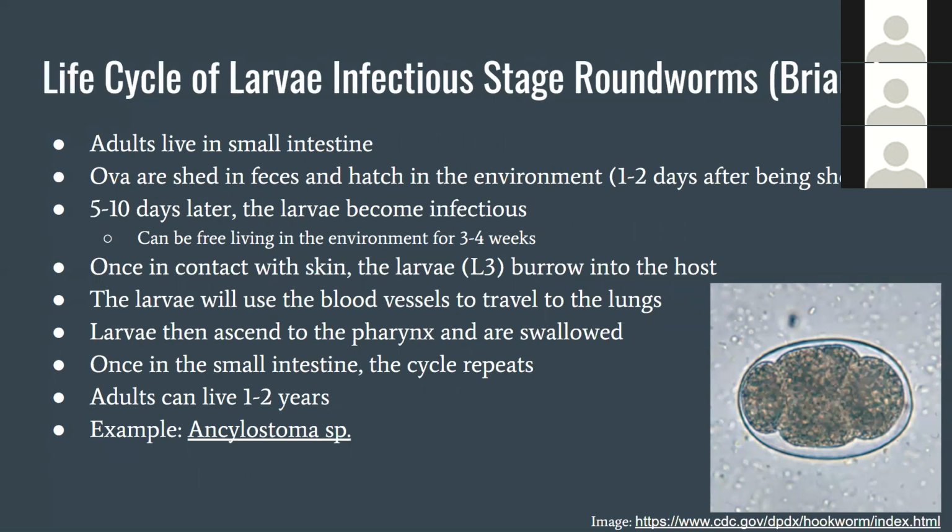The adults still live in the intestine, but once the ova are shed, they hatch when in the environment about 1 to 2 days after being shed. And then 5 to 10 days later, the larvae become infectious, but they can be free living in the environment for 3 to 4 weeks. Once in contact with the skin, the L3 larvae will burrow into the host, where they use the blood vessels to travel into the lungs. Then they ascend up to the pharynx and are swallowed. Once in the small intestine, they also repeat the cycle and live 1 to 2 years.